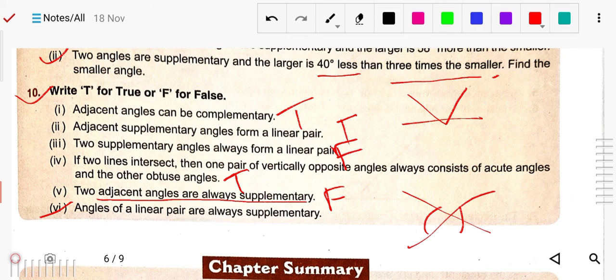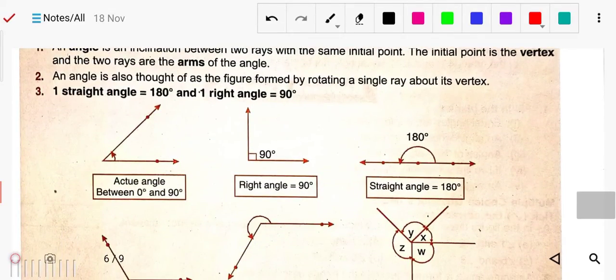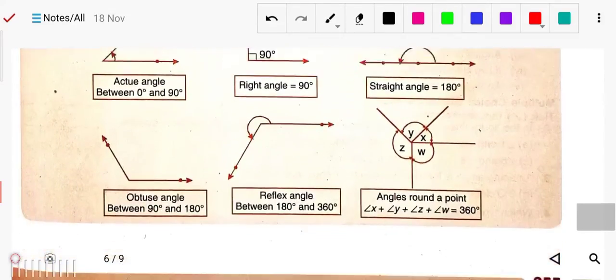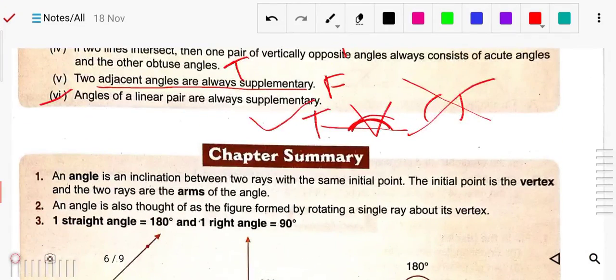Next, angles of a linear pair are always supplementary. Yes, it is true, because in a linear pair the sum of the angles is always 180. Okay, so you can revise this exercise. Go through this chapter summary and revise it once again. Just see whatever terms are used, and also solve the revision exercise of this chapter.